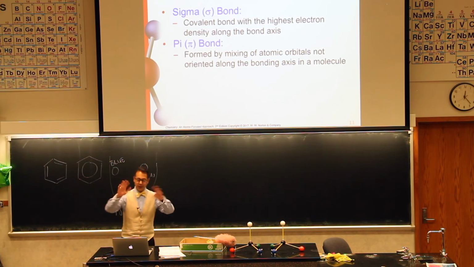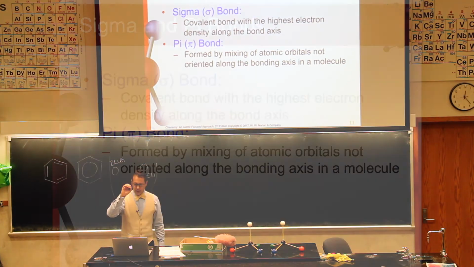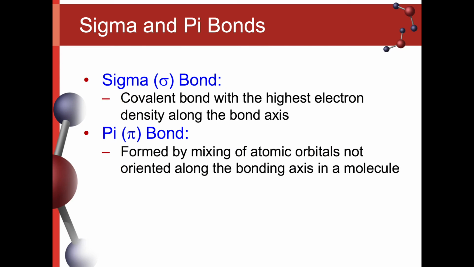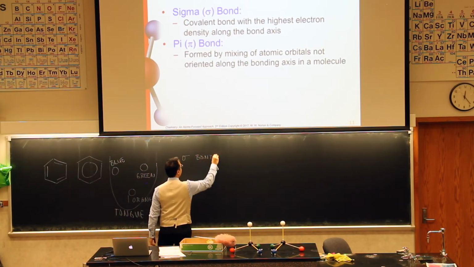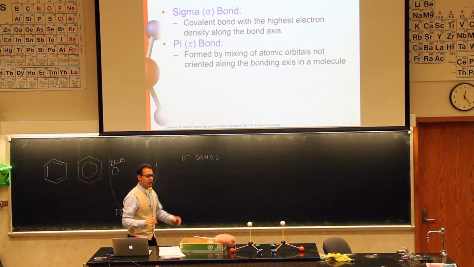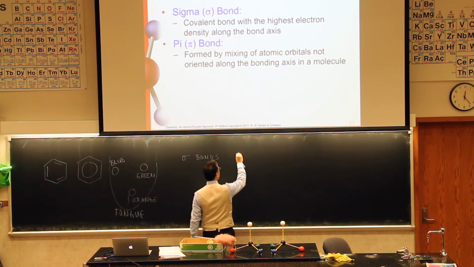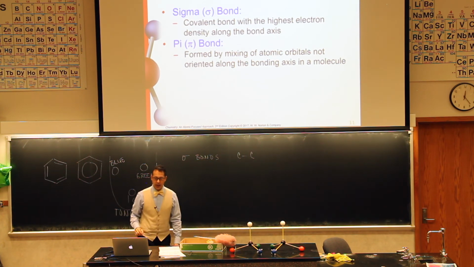Okay, so enough with stereomolecules. Now, the last thing we're going to look at is something called sigma bonds and pi bonds. Sigma bonds, these are single bonds. So for example, if I have a carbon-carbon single bond, that is a sigma bond.